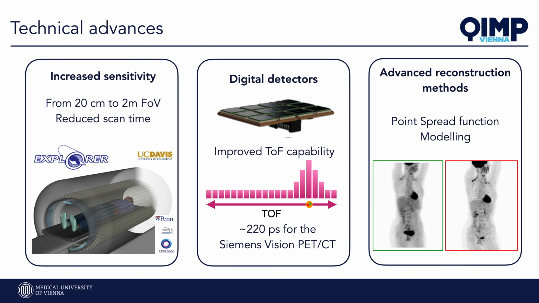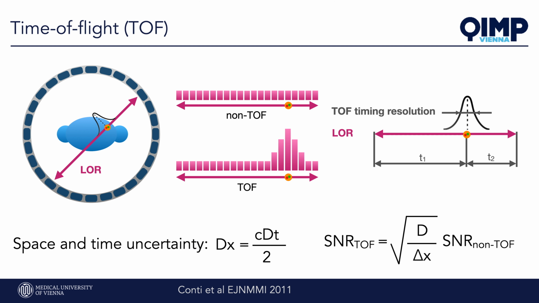And finally, we also have advanced image reconstruction methods incorporating point spread function modeling that can improve image quality, as well as other image reconstruction modalities that we will touch on a little bit later, where we are not using a PET-CT but a PET-MRI, where we can use the MRI information for the PET image reconstruction. Let's talk a little bit more about time of flight.